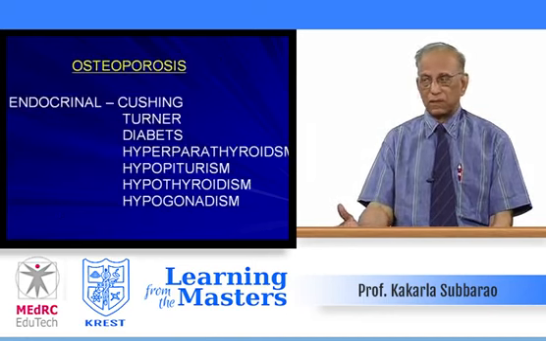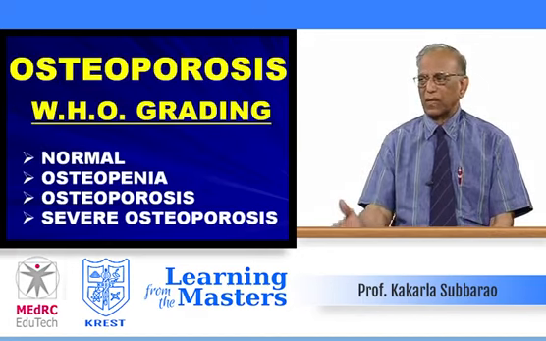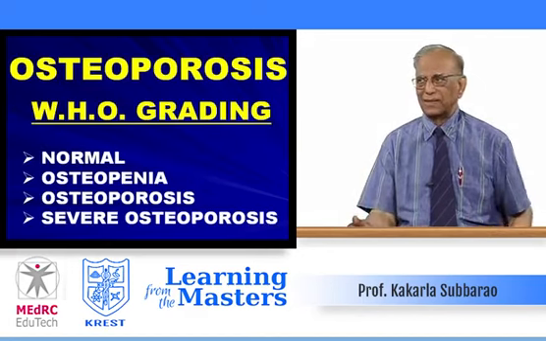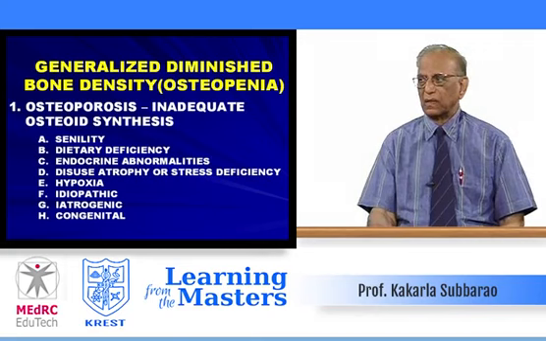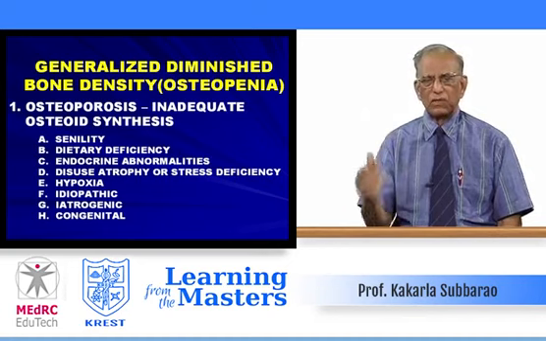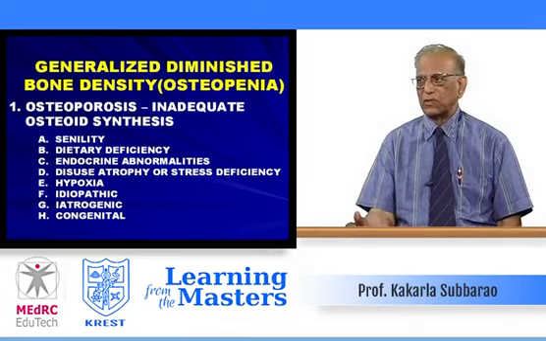Endocrinal: Cushing, Turner syndrome, diabetes, hyperparathyroidism, hypopituitarism, hypothyroidism, hypogonadism, and besides, senile osteoporosis, postmenopausal osteoporosis, etc. Again, the World Health Organization has graded osteoporosis into normal, osteopenia, osteoporosis a degree more, and severe osteoporosis. Osteopenia, as I said already, is generalized diminished bone density, such as you see even in conventional radiographs. Osteoporosis is due to inadequate osteoid synthesis.